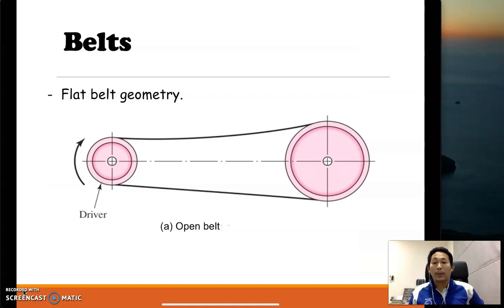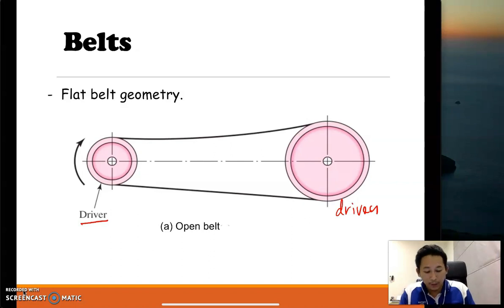Flat belt geometry, as I said before, we have a driver and a driven gear. The first one is the driver, and the second one is driven by the driver. This type is the open belt type. When the driver moves in the clockwise direction, this one should be tighter than the upper.